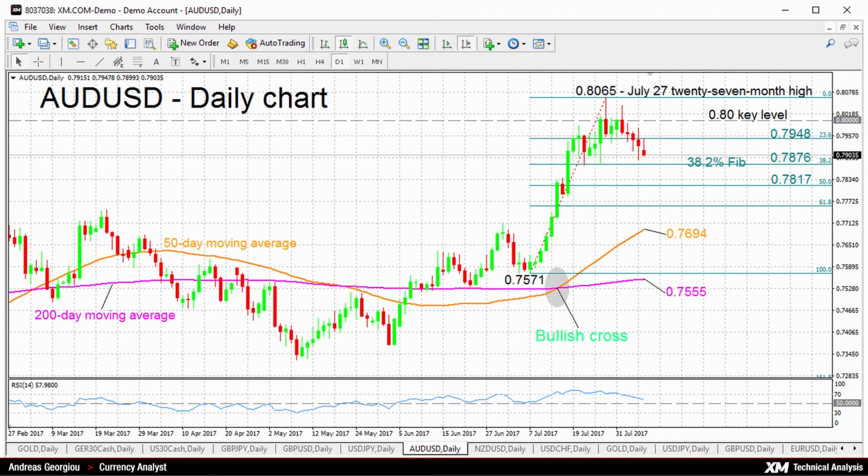Today is Monday, August 7th, and we look at the Australian dollar versus the US dollar, the New Zealand dollar versus the US dollar, the US dollar versus the Swiss franc, and gold on the daily charts.